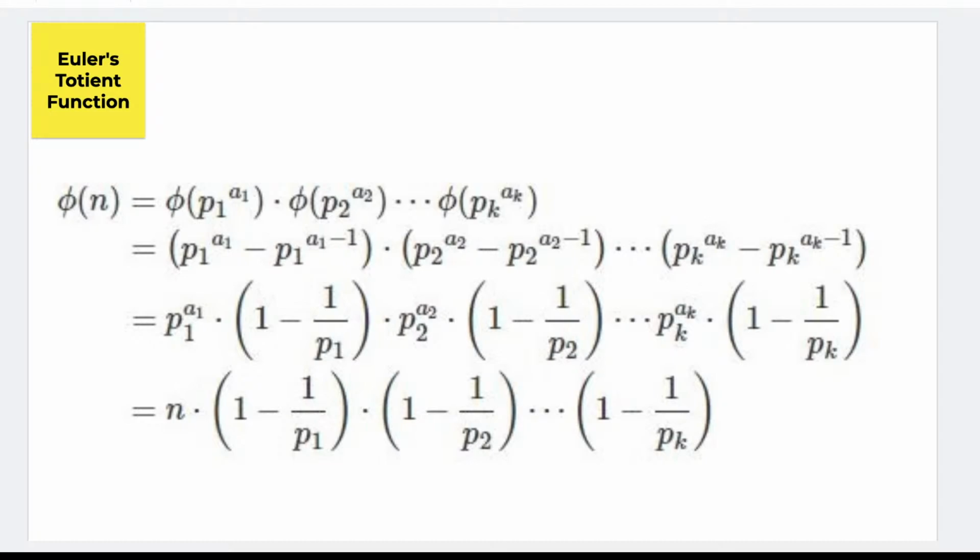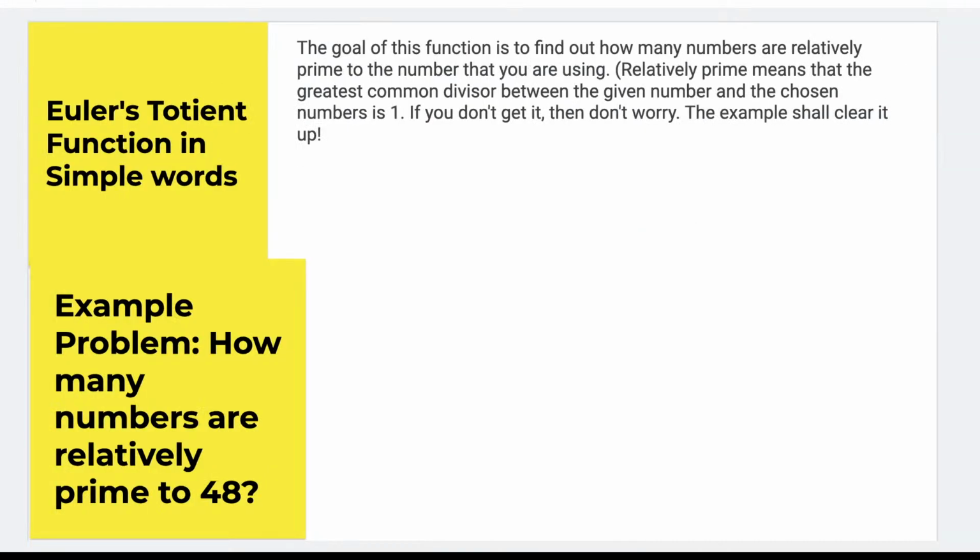Furthermore, looking below at this theorem, I can understand it's pretty complicated to learn. When I first saw this, I thought it was calculus, so I just didn't even bother coming back. But it's actually a very simple theorem that I will explain. So the goal of the function is to find how many numbers are relatively prime to the number that we are using. And relatively prime means that the GCD between the given number and the chosen number is 1. Now, if you don't get it, don't worry, because the example I'm about to show you will clear it up.